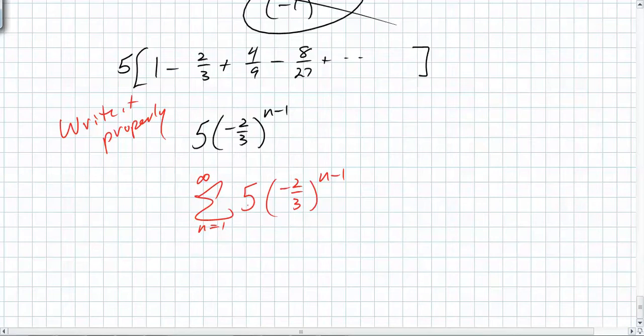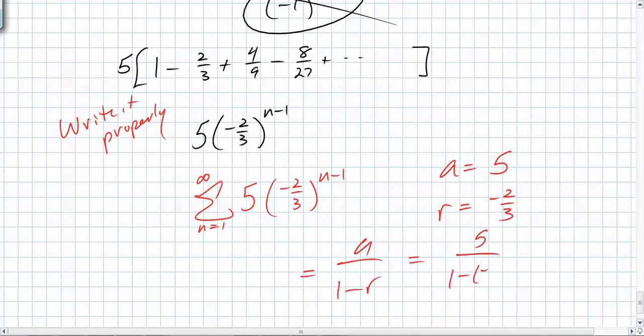Like this. There it is. Is that correct? Yeah. So in this case, A is 5, R is, so what's this going to be? It's A over 1 minus R. So it's 5 over 1 minus, 5 over, which is going to be, done.